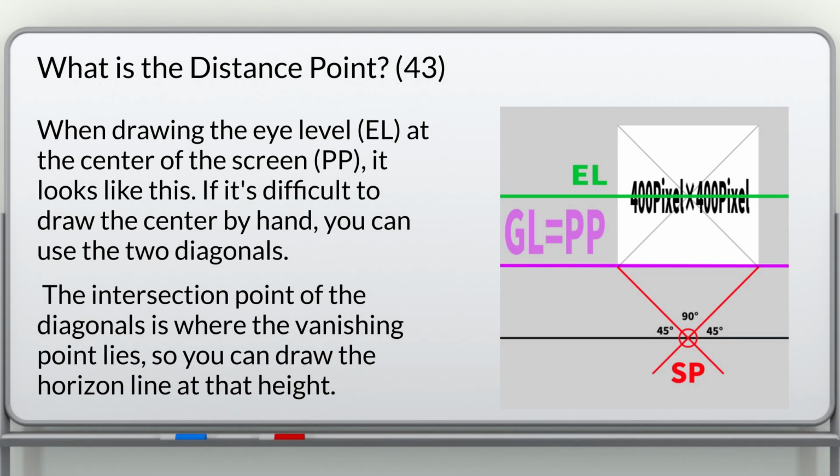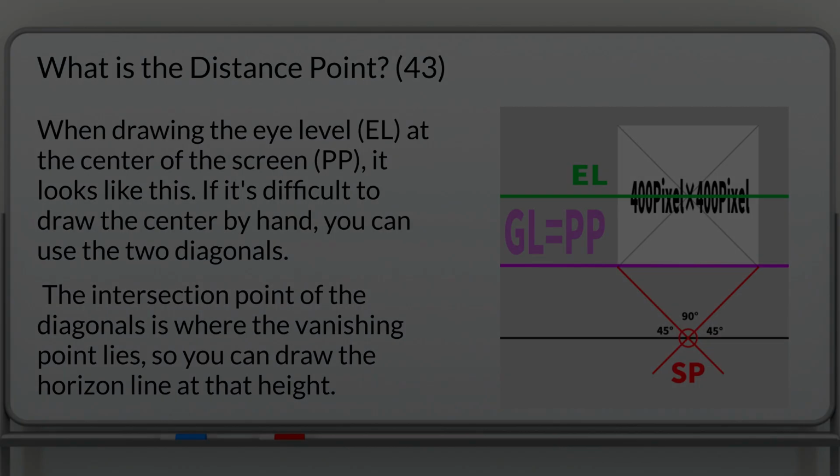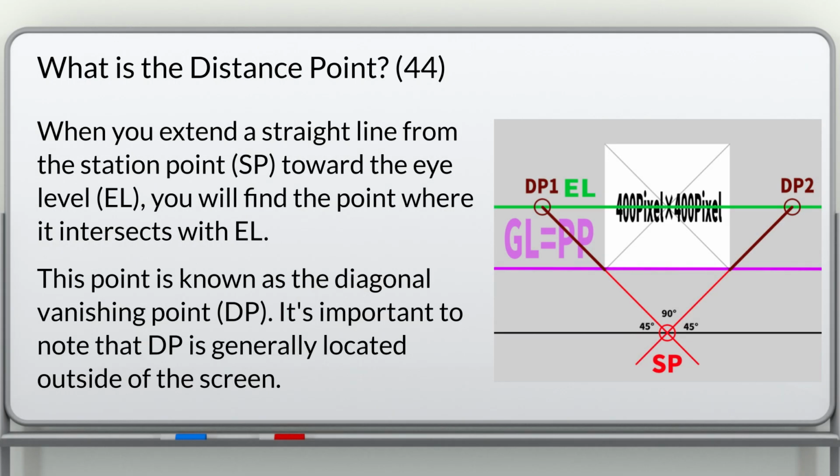When drawing the eye level at the center of the screen, it looks like this. If it's difficult to draw the center by hand, you can use the two diagonals. The intersection point of the diagonals is where the vanishing point lies, so you can draw the horizon line at that height. When you extend a straight line from the station point toward the eye level, you will find the point where it intersects with L. This point is known as the diagonal vanishing point. It's important to note that DP is generally located outside of the screen.